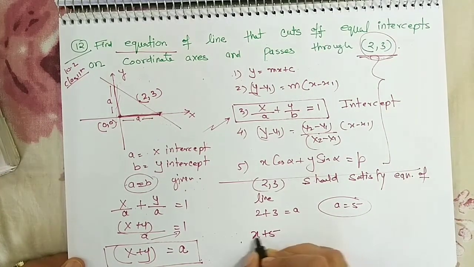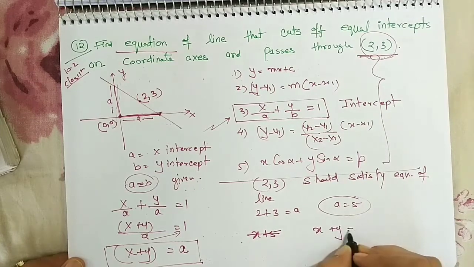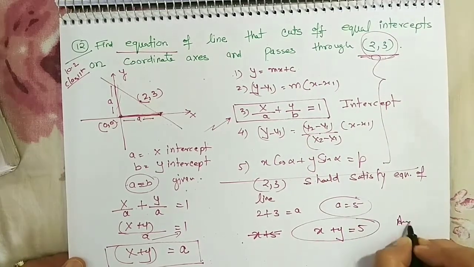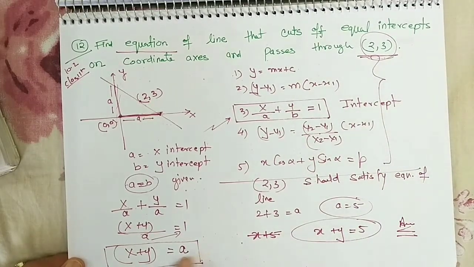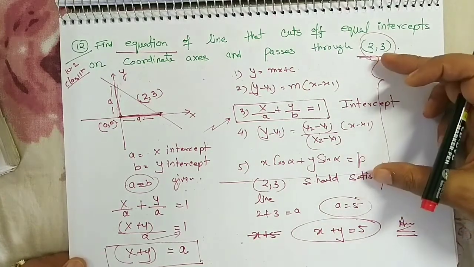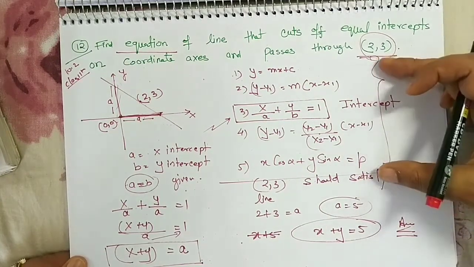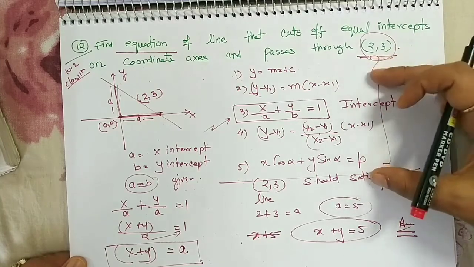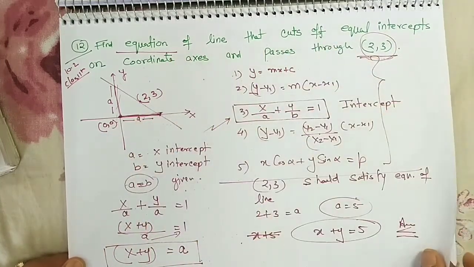So x plus y is equal to 5. This is my answer. So what I did, I kept A in this equation. Okay, so I got my answer. So always keep in mind there are 5 equations and out of which you have to choose which one will be applicable in your question.